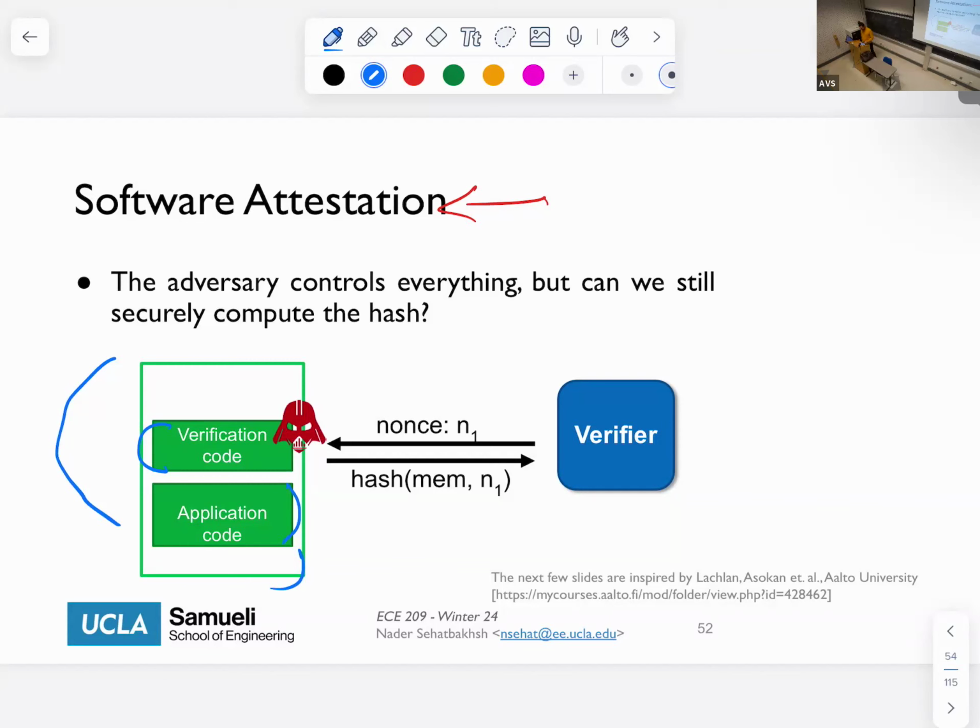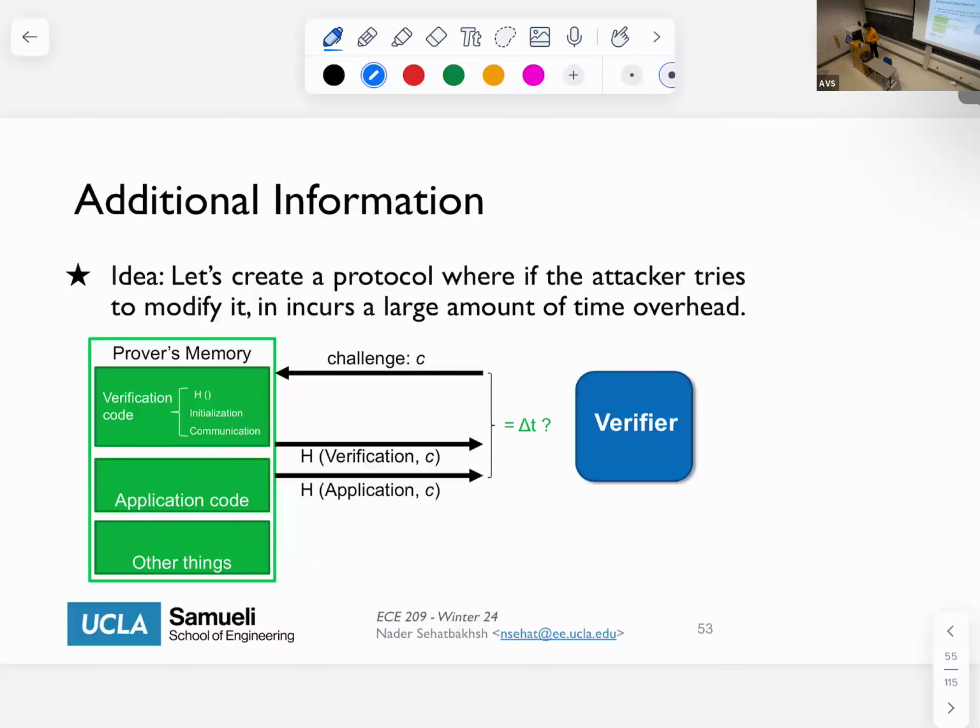And what we're going to do is design this verification code such that if we follow the steps within that verification code, then we can actually make sure that the system is not compromised. And if you remember, the attestation protocol was basically this: the verifier sends a nonce, and it expects to receive a hash of the memory, which also includes the nonce, right? So this is what we're going to receive from the prover, okay?